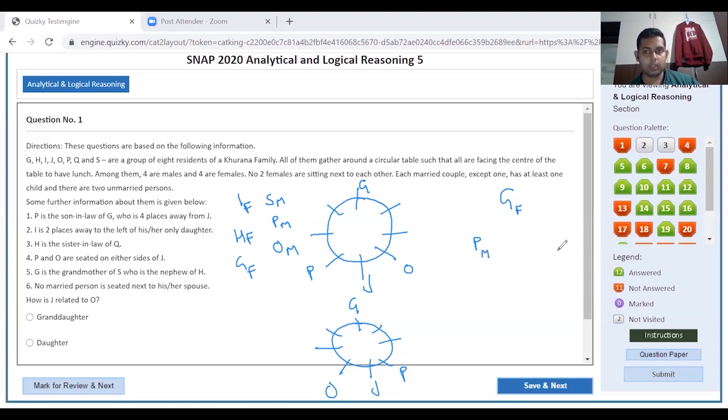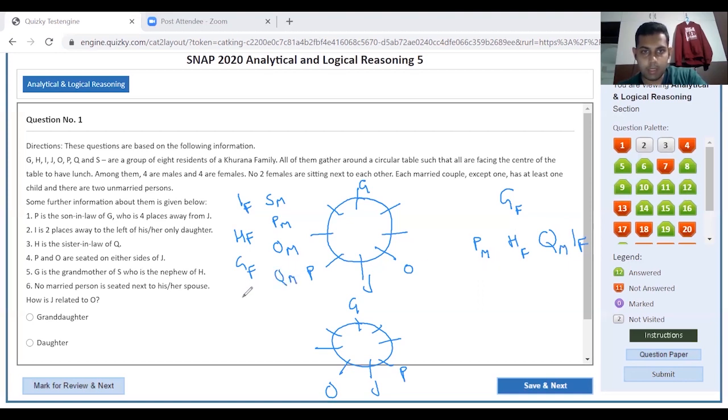Now, there are three couples here. He will have two, either one son, one daughter. So, P is a son-in-law of G. That means he has one daughter. And H is a sister-in-law of Q. Okay. H is sister-in-law of Q. So let's write Q and let's write H. H is female and I is the other female. So that makes Q male.